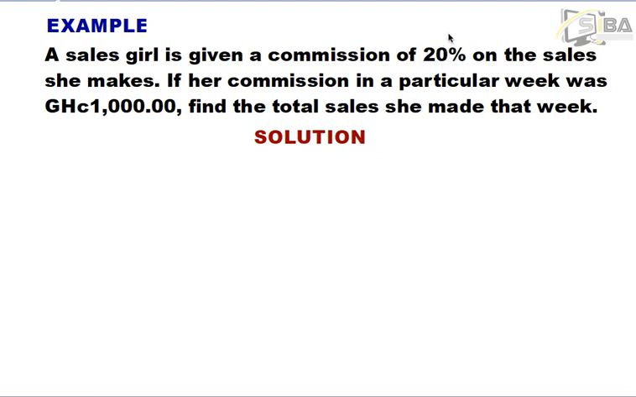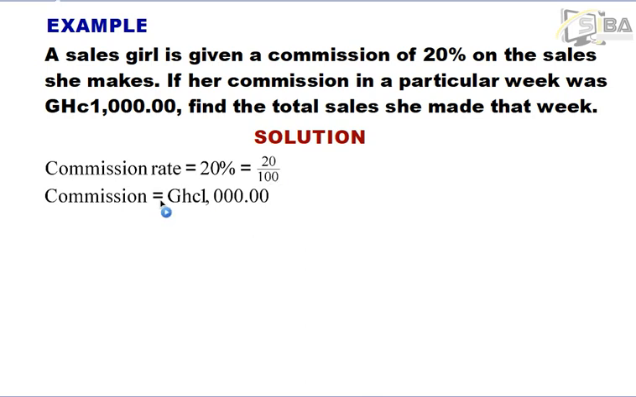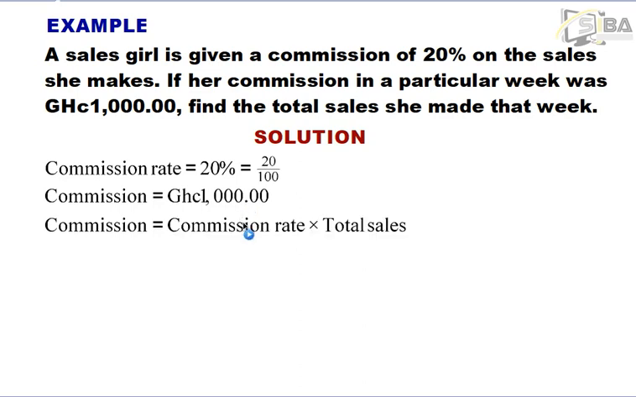The 20% we have here is the commission rate. When we express 20% as a common fraction, we get 20 over 100. We are told her commission was 1,000 Ghana cedis. We all know that commission is given by multiplying the commission rate by the total sales. Because we have the values of the commission rate and the commission, we're going to substitute them into the equation, and that is giving us 1,000 Ghana cedis equal to 20/100 times total sales.